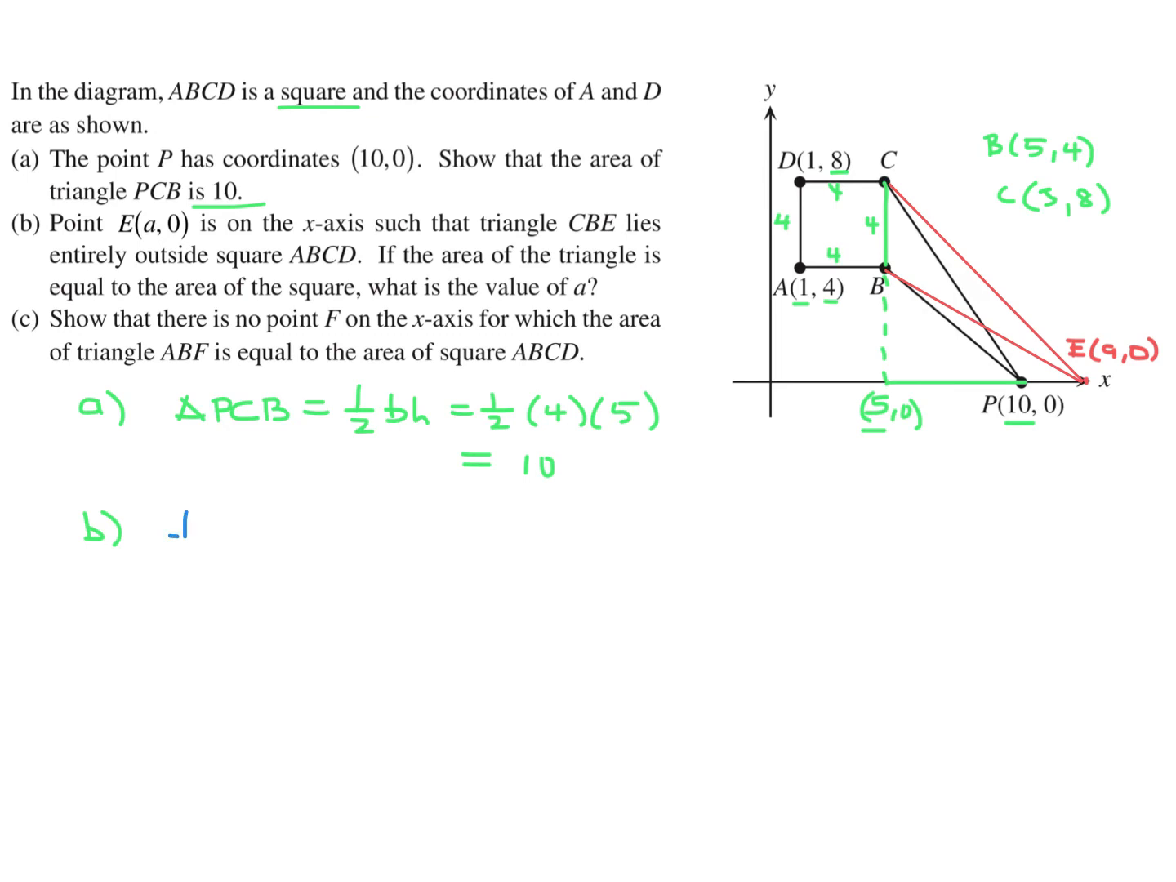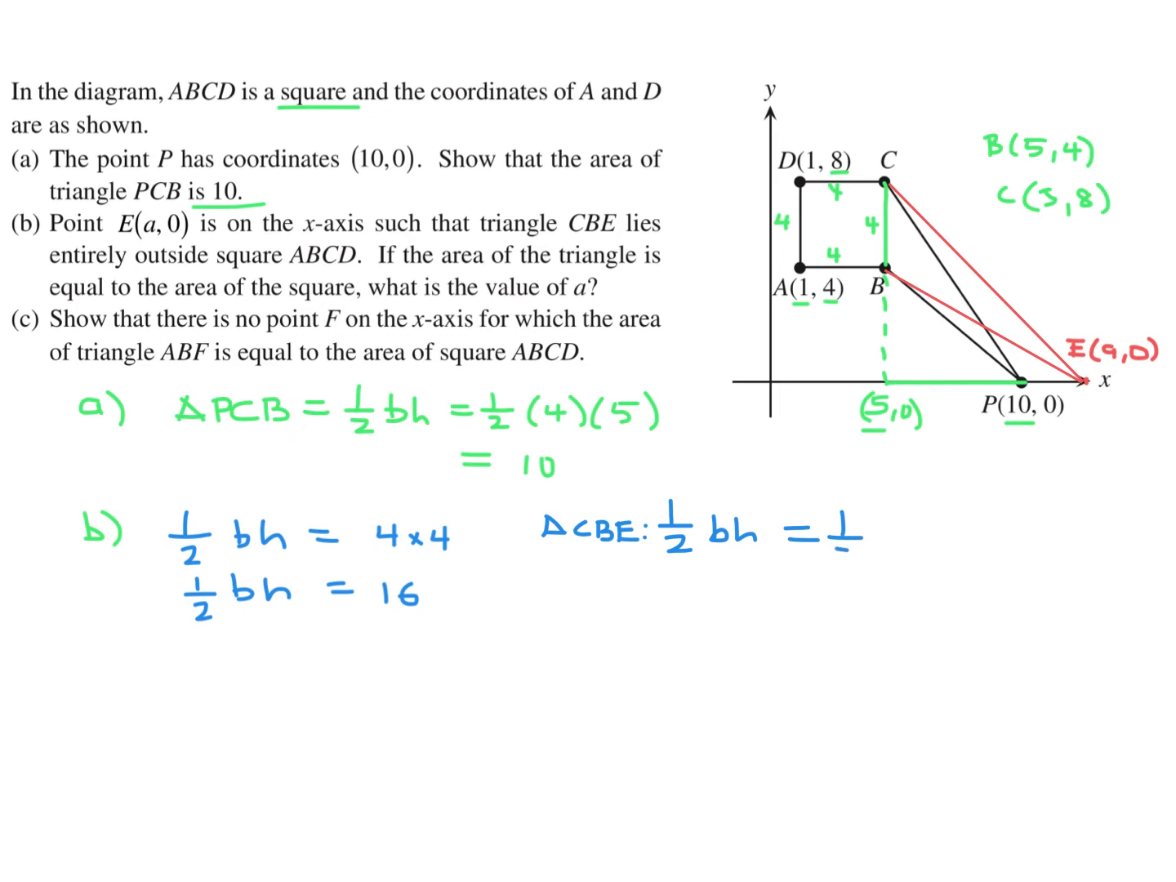Okay, so that's going to be 1/2 base times height is equal to the area of the square. Well, the area of the square, that's just 4 times 4. So that means BH would be 16 times 2, which is 32. Or actually, let's just keep it 16. I don't want to get it mixed up. So we have to show that 1/2 base times height is equal to 16. All right. So what is 1/2 base times height for that triangle CBE?